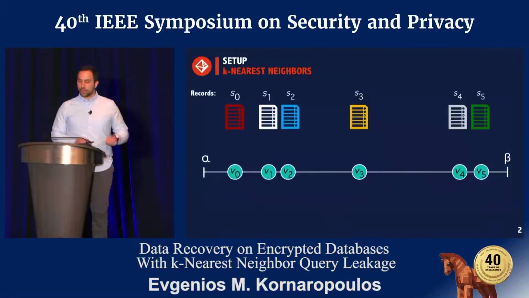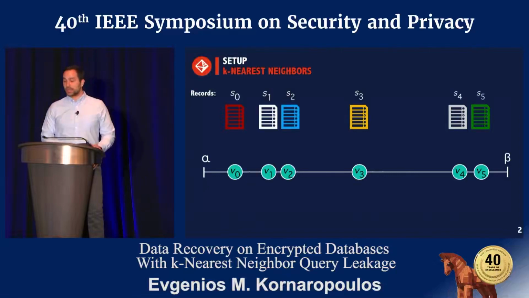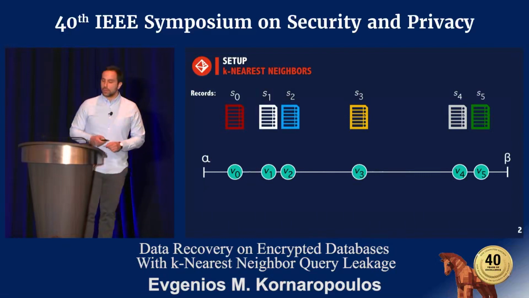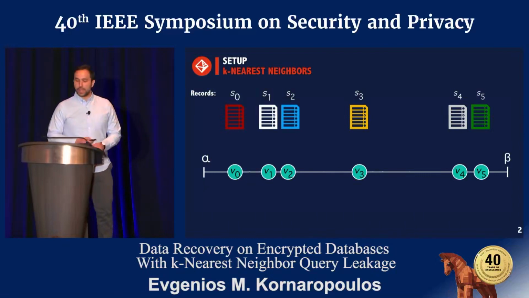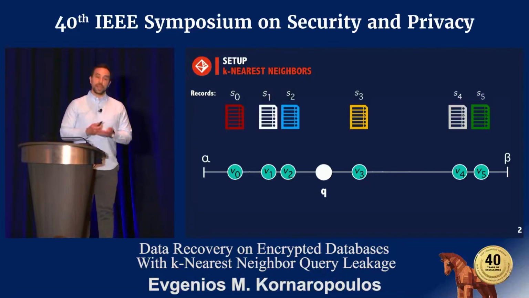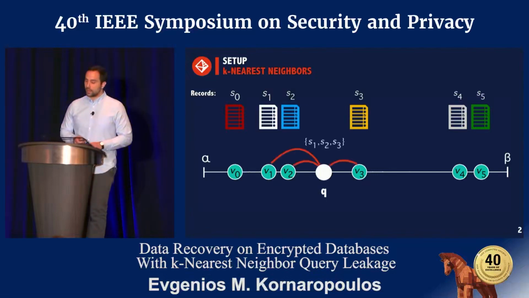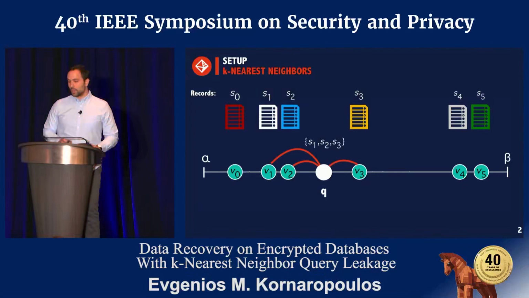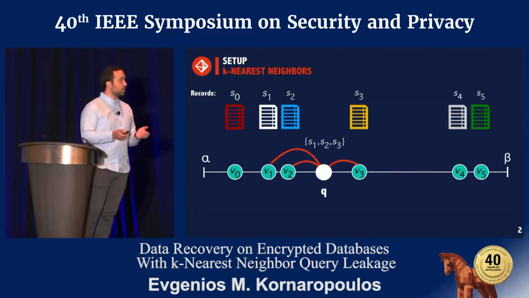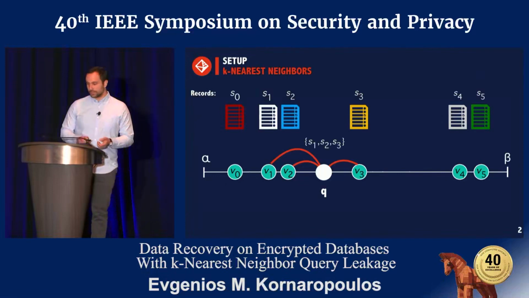So the setup is the following. Suppose you have records denoted S0 to S5, and each record has a value associated with the record, V0 to V5. Now, when a query Q comes in and requests the three nearest neighbors, the three closest values are V1, V2, and V3. So the response of the query is the set of the associated records S1, S2, and S3.